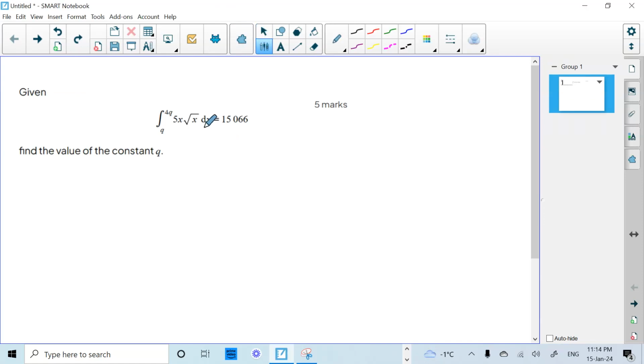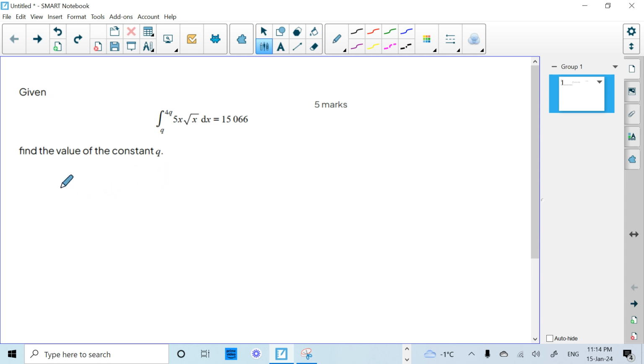Here's an interesting question on integration for 5 marks. Given this integral here, with limits 4q and q, 5x times root of x dx is equal to 15,066. Find the value of the constant q.